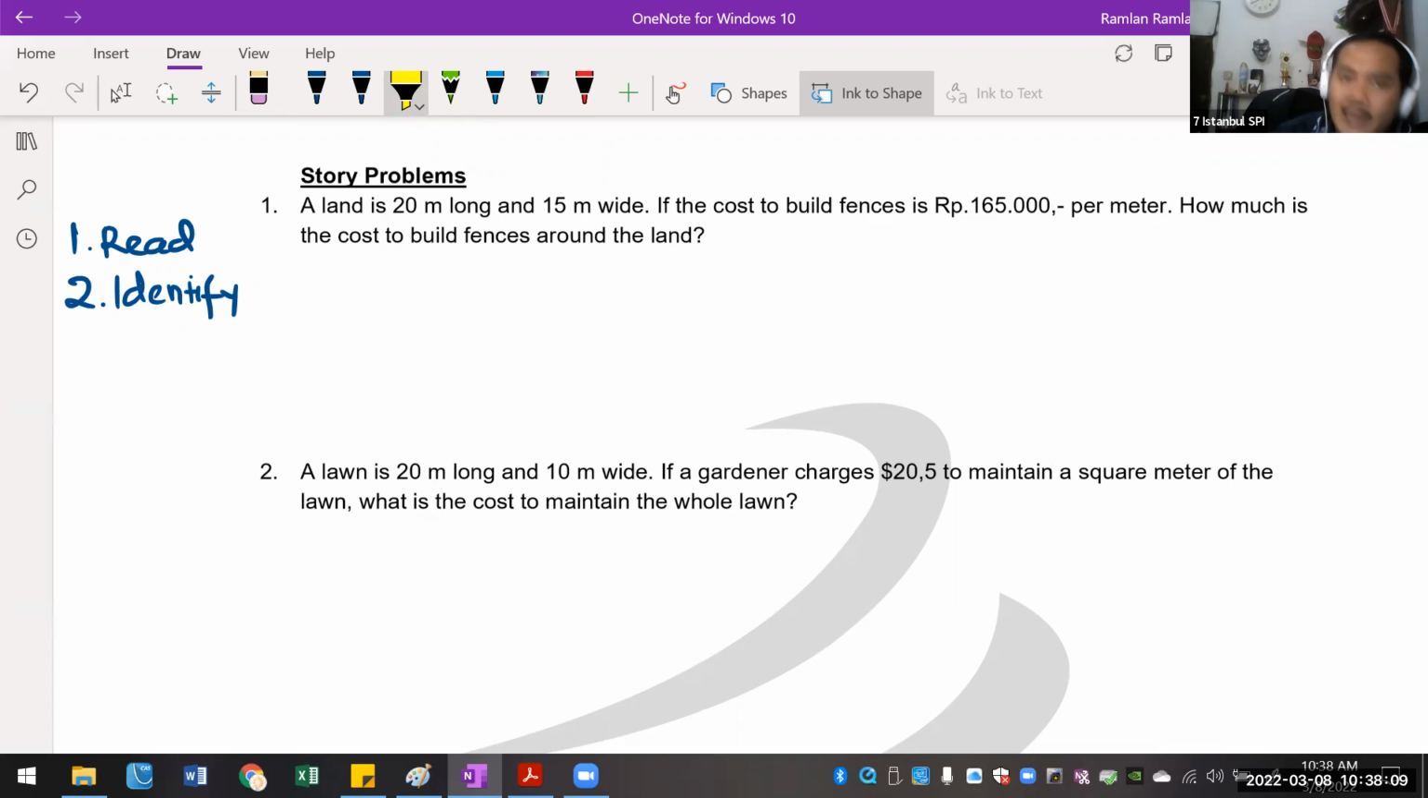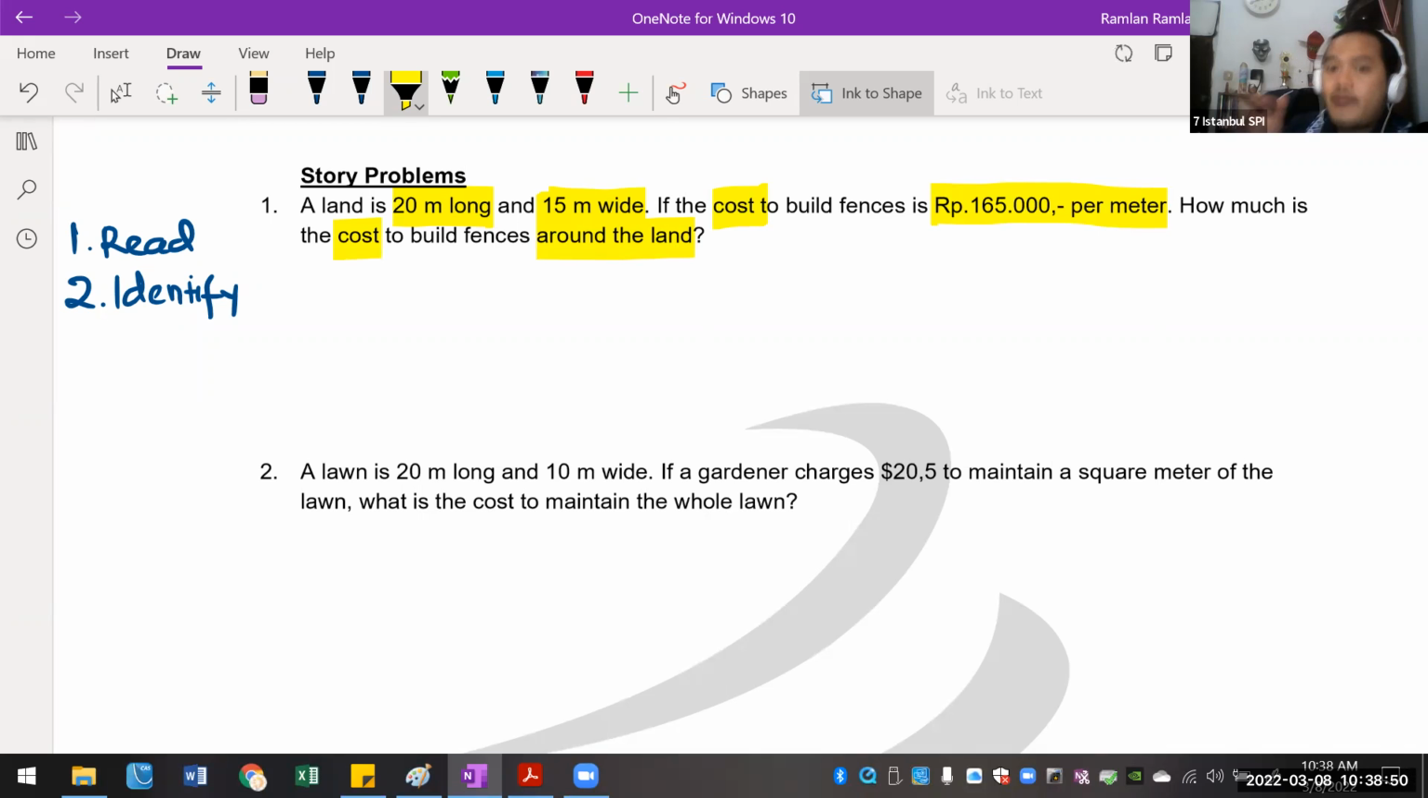Okay, so let's start from the first sentence. A land, ya, tanah, sebidang tanah gitu ya, is 20-meter long. Okay, I'm going to highlight that, 20-meter long and 15-meter wide. Okay, so these 2 pieces of information will be very crucial, right? Okay, and then if the cost to build fences is 165,000 rupiah per meter, this is the cost. Okay, the question is, how much is the cost to build a fence around the land? Okay, so those are the highlighted things that will be used to answer the question.